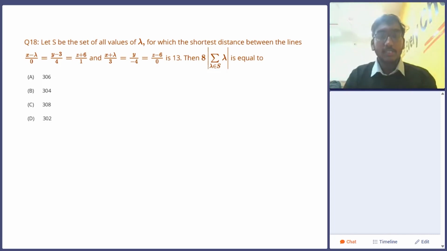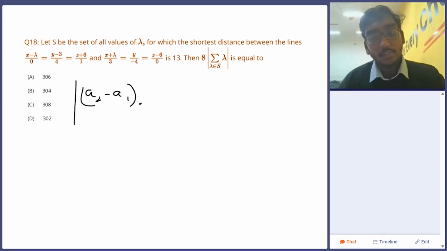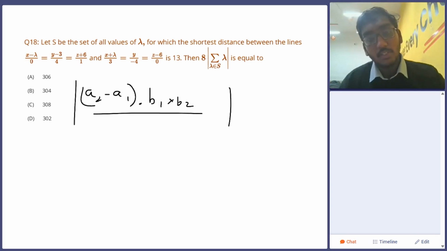This question is from 3-dimensional geometry. They have given that S is the set of all values of lambda for which the shortest distance between 2 lines they have given. They are actually skew lines. So what is the distance between 2 skew lines? It is the modulus of A2 minus A1 dot B1 cross B2, divided by modulus of B1 cross B2.